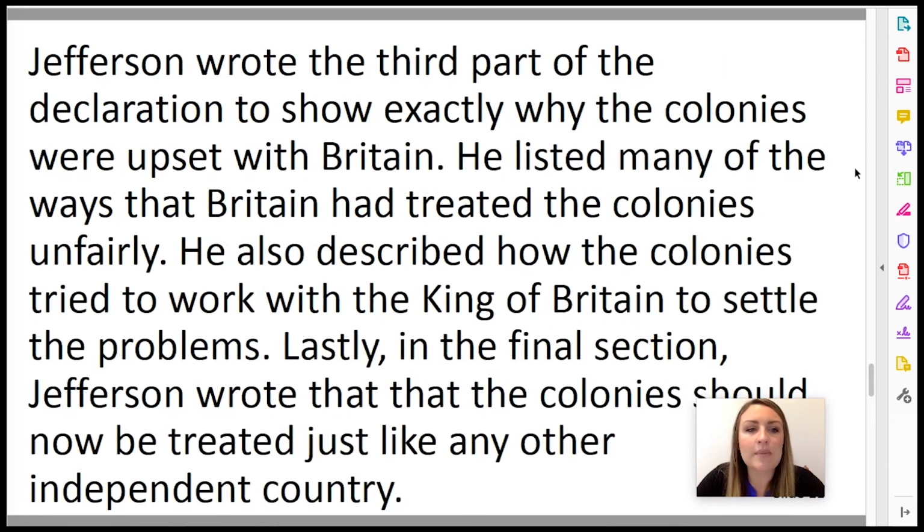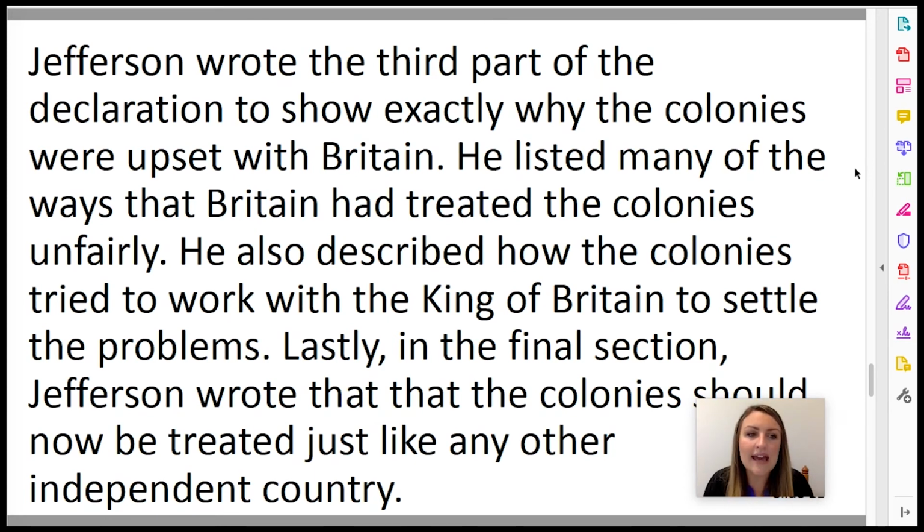Okay, boys and girls, let's keep going. Jefferson wrote the third part of the Declaration to show exactly why the colonies were upset with Britain. He listed many of the ways that Britain had treated the colonies unfairly. He also described how the colonies tried to work with the King of Britain to settle the problems. Lastly, in the final section, Jefferson wrote that the colonies should now be treated like any other independent country. Did you hear more parts to our declaration? Yes. Let's write those on our chart. Ready? So another bullet point.